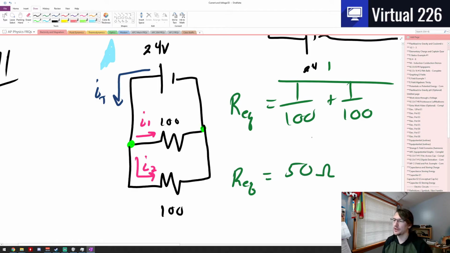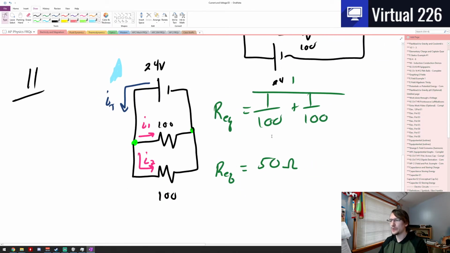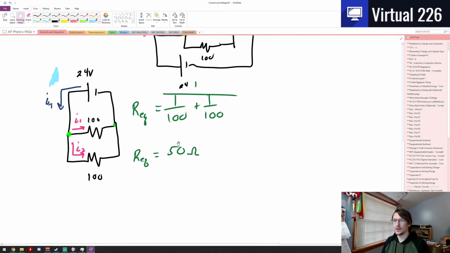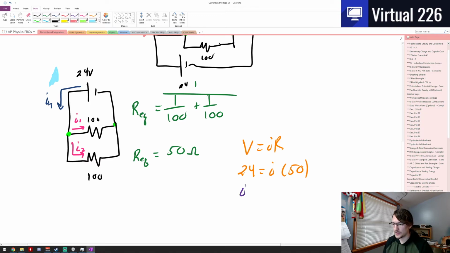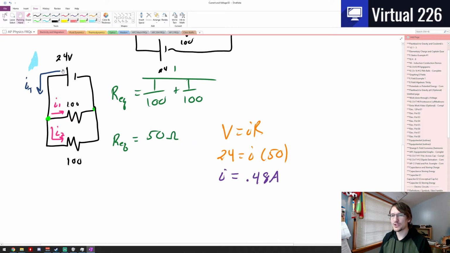And we know that's true because 50 is less than our smallest resistor, which is 100, and that's what we're going to get out of this. So our equivalent resistance is 50 ohms. What we could do now, just like before, is use Ohm's law. We could say V equals IR, so 24 equals I times the resistance of 50 ohms. And this would give us a current equal to 0.48 amps. But we need to be very careful here. This current we just found is the total current. This is this current right here.